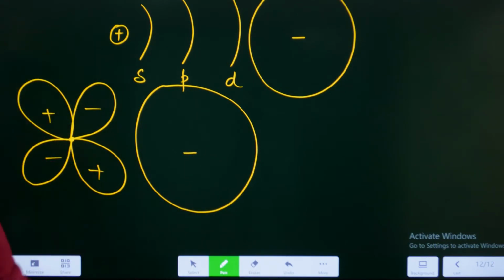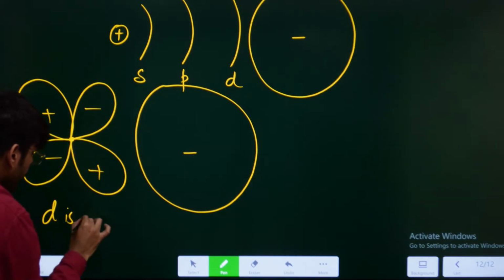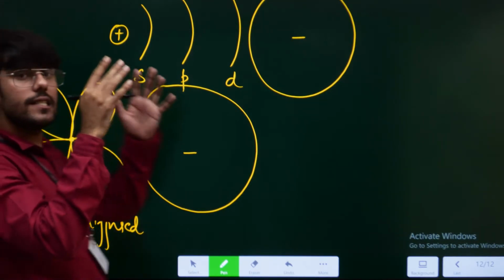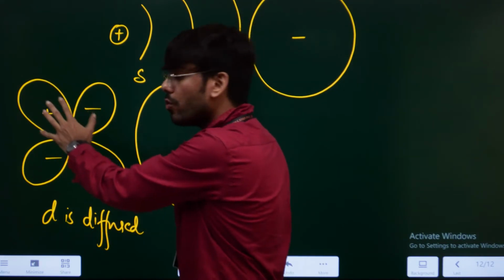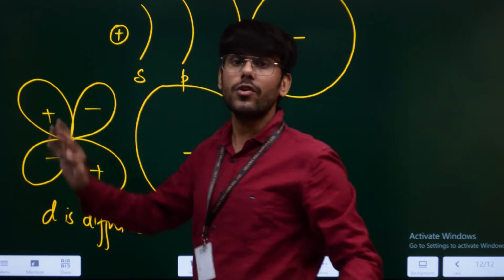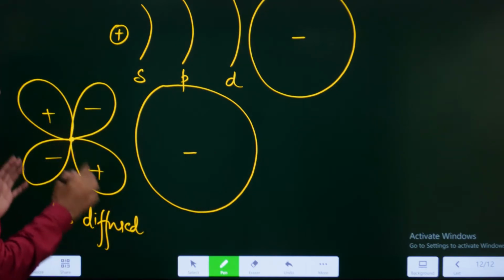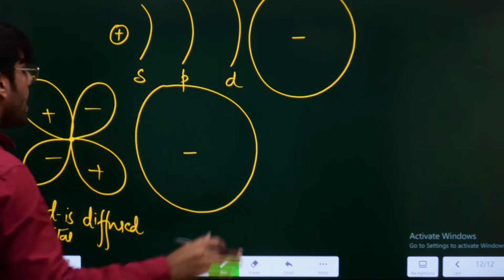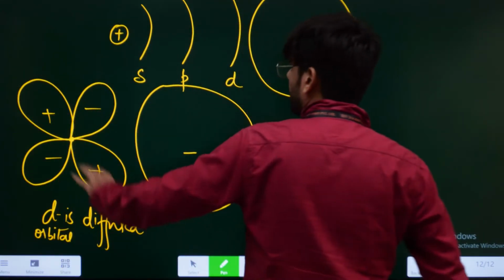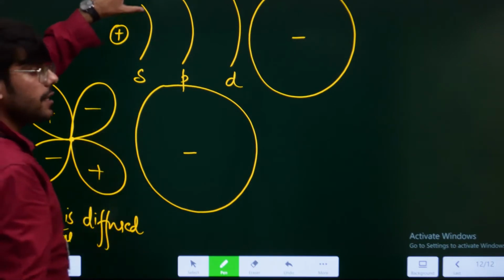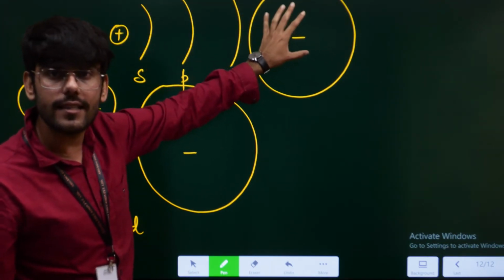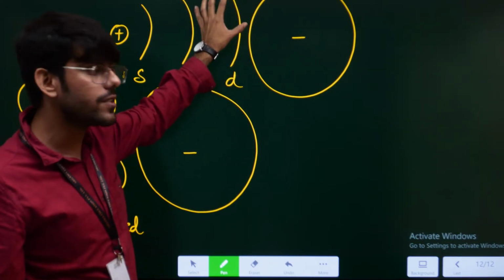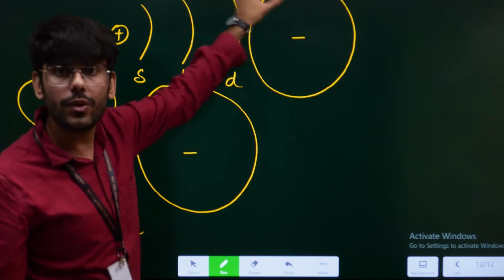So what happens? D is diffused. Diffused means that the electron density is scattered. It is scattered in this lobe, in this lobe, in this lobe. It is not uniform. It is scattered everywhere. So the d orbital is diffused, and because of that, what happens? The nuclear charge... you know that s and p are acting as the shielding cover. Yes or no? They are screening the nuclear charge from reaching d.